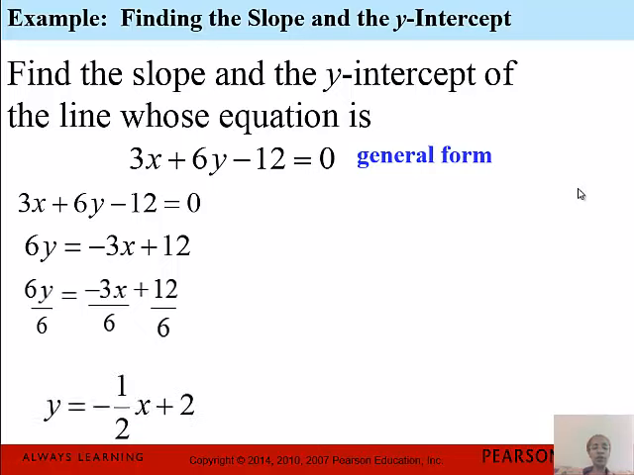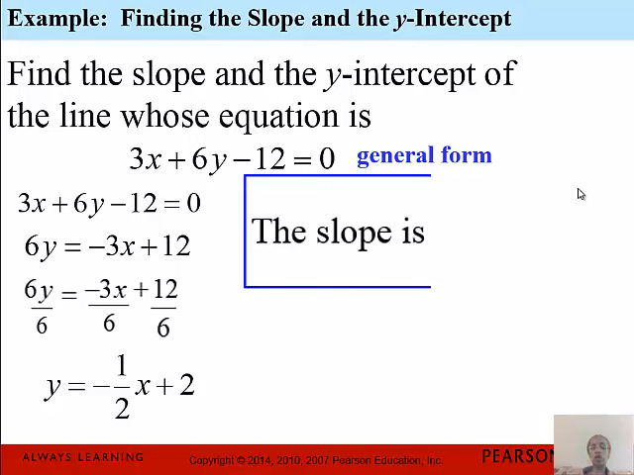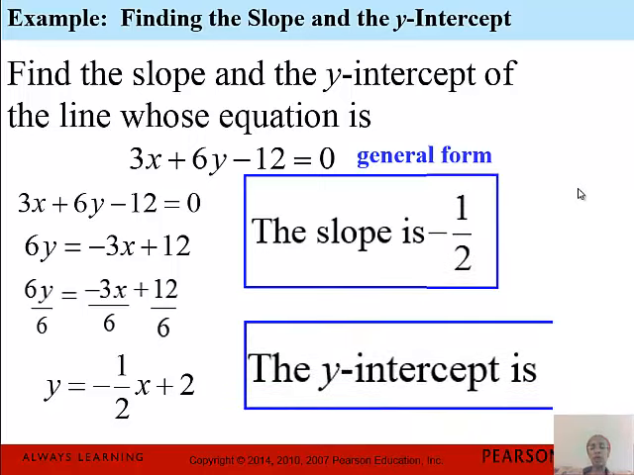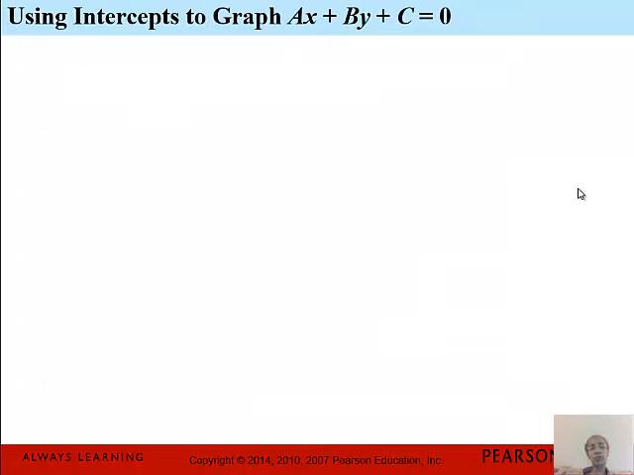Simplifying this, y is equal to negative 1/2 x plus 2. So the slope is negative 1/2. The y-intercept is 2. We can also, with the general form, use intercepts to graph the equation, as long as the line is not a vertical line and it's also not a horizontal line.